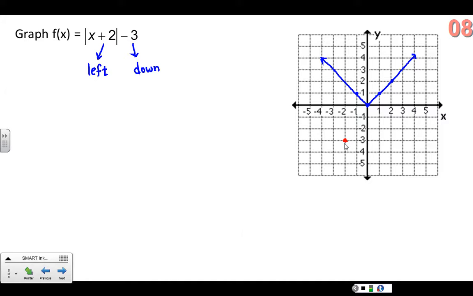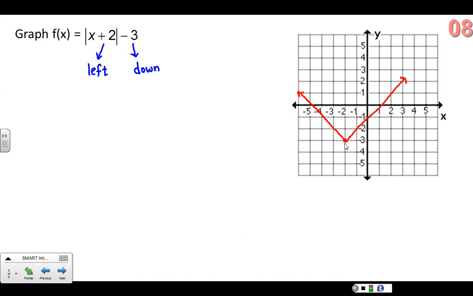So actually, I could just erase this basic curve and now plot my new curve. I know where my new vertex is going to be. There you go. That's the translated graph.